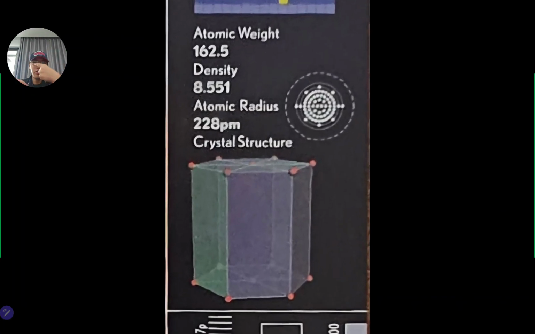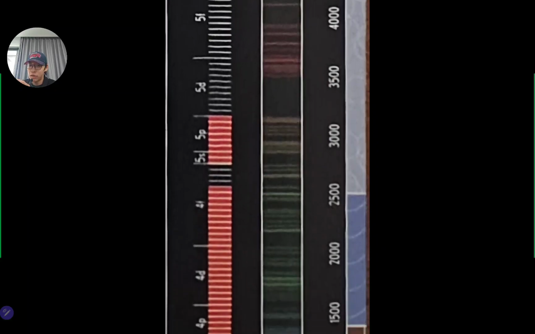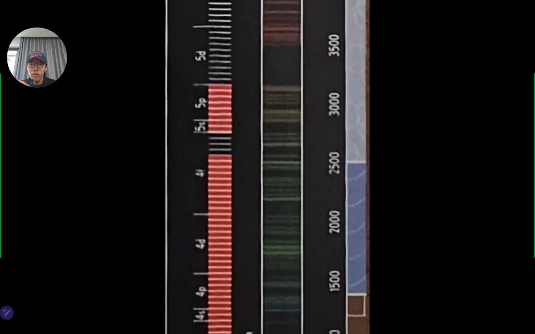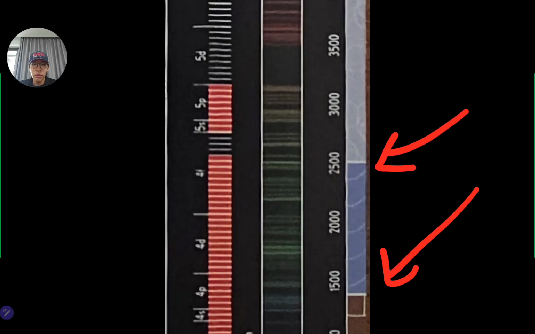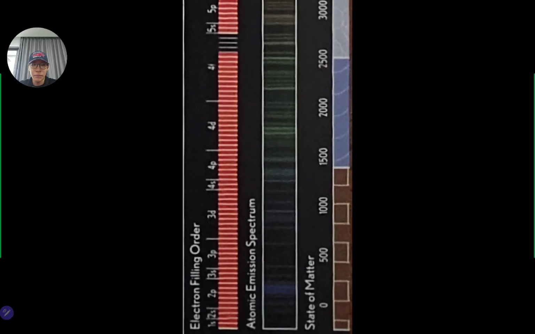Its atomic weight is 162.5, its density is 8.551, its atomic radius is 228 picometers, and its crystal structure is, more specifically, a hexagonal prism. For the f orbital, it's almost there, just 4 more to go, and it has a pretty low melting temperature, and an even lower boiling temperature at certain times.